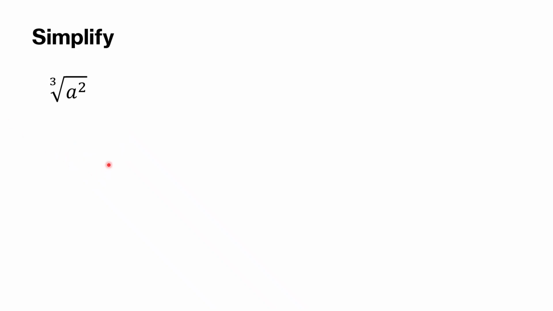Let's have another example. Let's simplify the cube root of a squared. In the cube root of a squared, your radicand is a squared, and the index is 3. Therefore, the index would be the denominator, and the radicand, where there's an exponent, would be the numerator. So the answer would be a raised to 2/3.